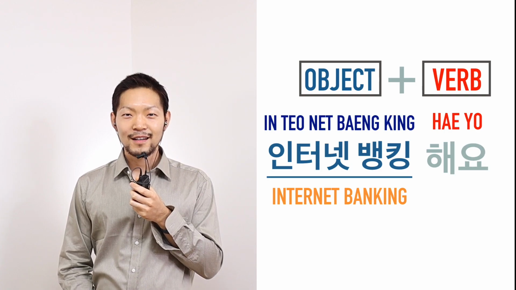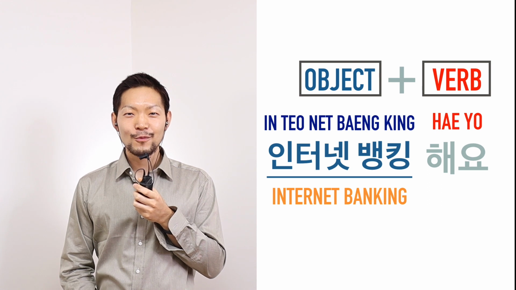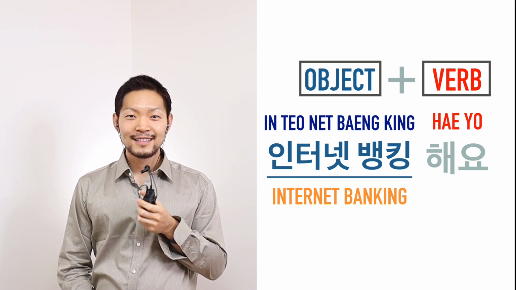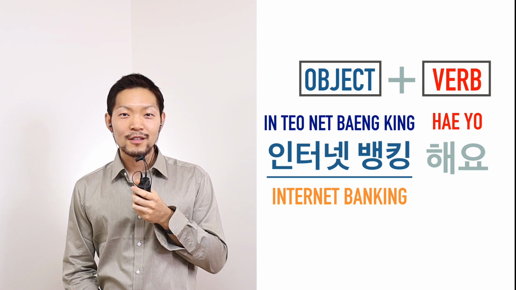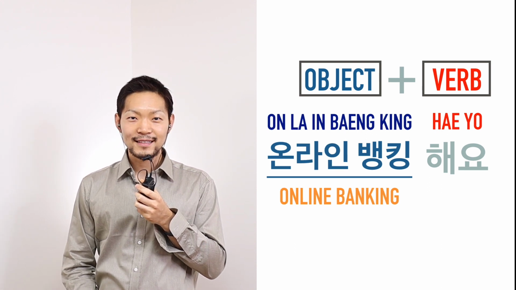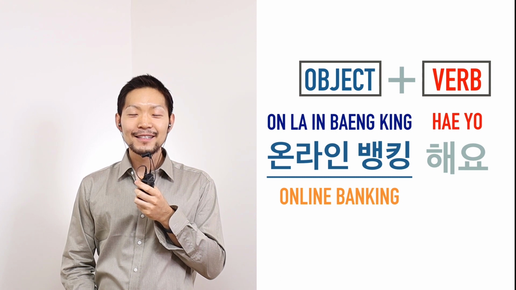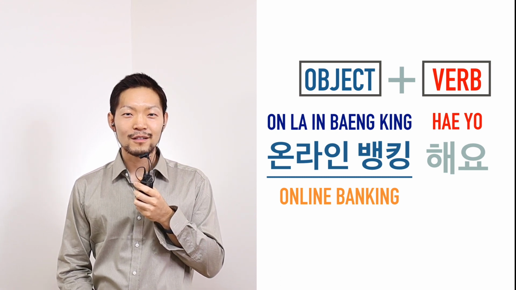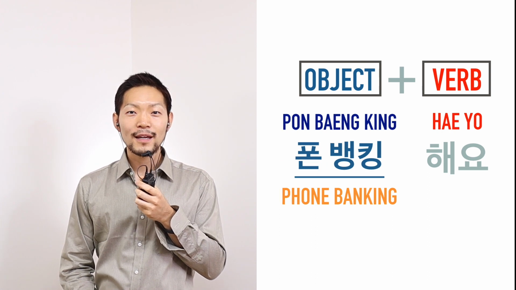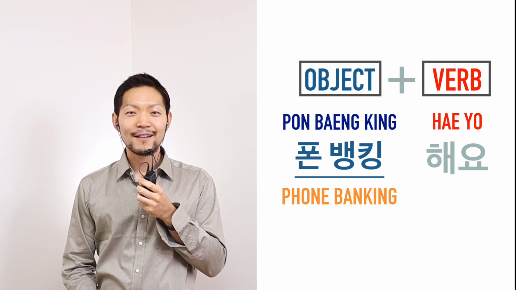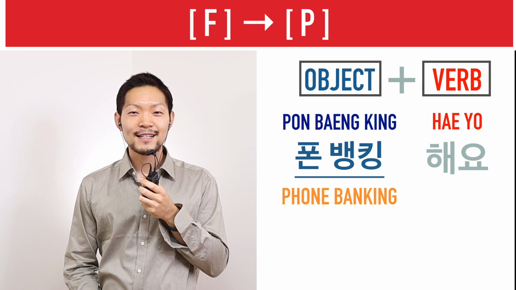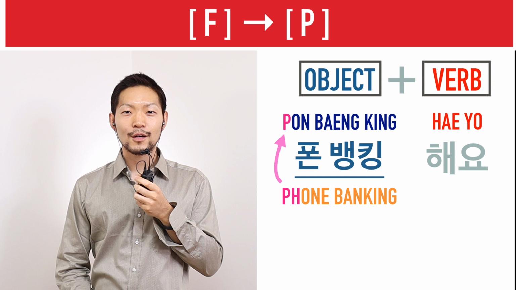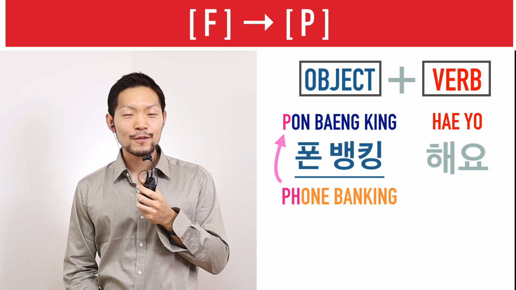인터넷뱅킹 해요. I think this is quite straightforward, right? Someone does banking on the internet. 인터넷뱅킹 해요. The next one is the same expression with a different word. 온라인뱅킹 해요. Nowadays, you can do your banking on your phone as well. In that case, you say 폰뱅킹 해요. Remember, we don't have that F sound, so replace that PH to P. 폰뱅킹 해요.